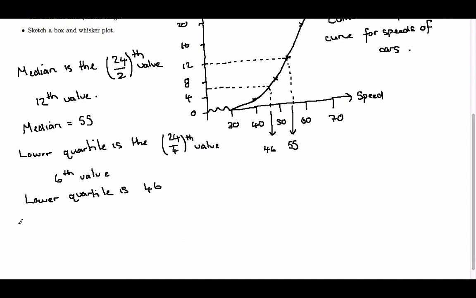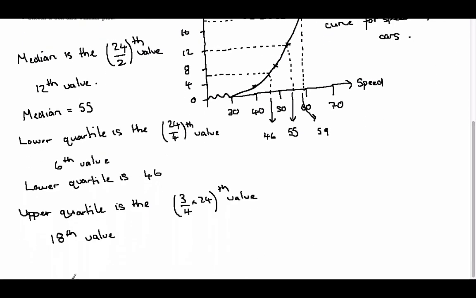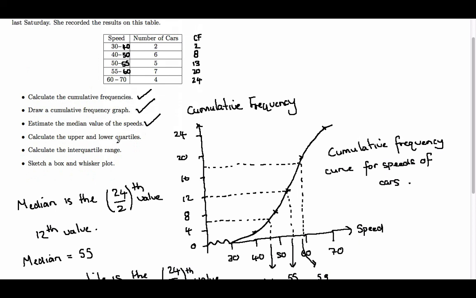And to calculate the upper quartile we need to go 3/4 of the way along. So the upper quartile is the 3/4 times 24th value. So we're looking for the 18th value. So we go along to 18 and we go across like we did before. Again, you should use a pencil and a ruler. And then we come down. So that looks roughly about 59. So I'm going to say upper quartile is 59. So lower quartile was 46, upper quartile is 59.